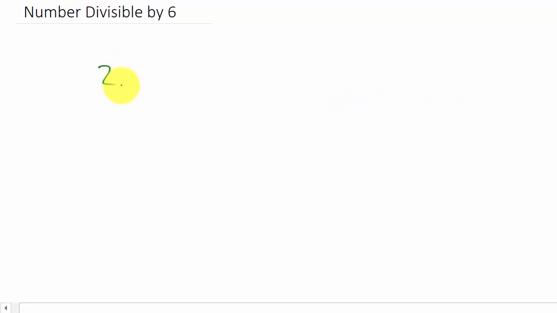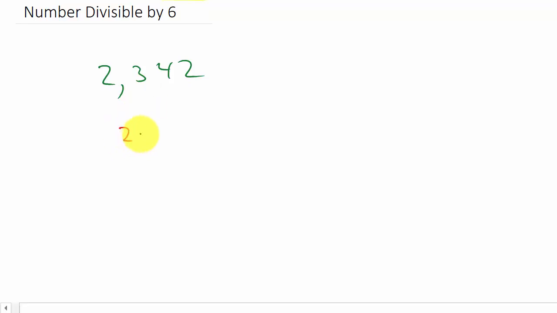So let's try this one, 2,342. All right, see if you can determine if 6 divides into this number evenly. All right, so let's see if you get it right. All right, well, we know 2 does, so that works. It's an even number. 2 divides into the number evenly. Well, now let's check and see if 3 does.